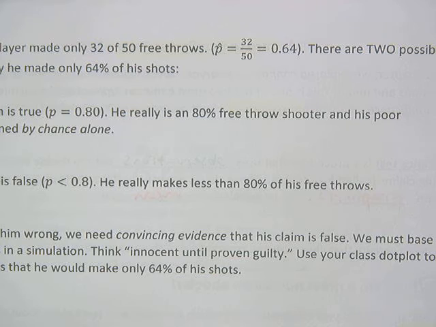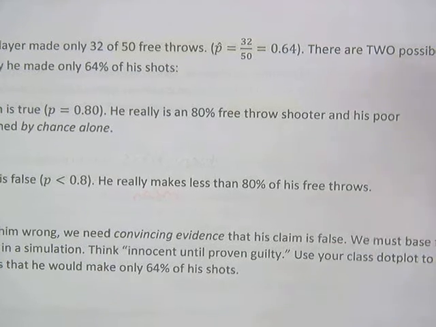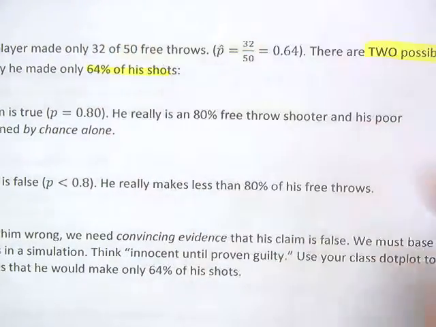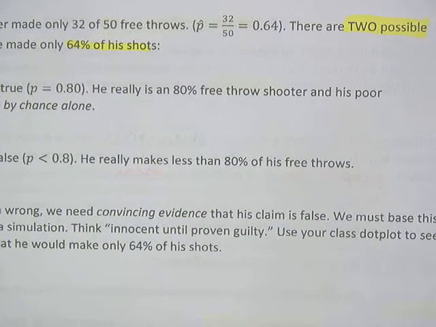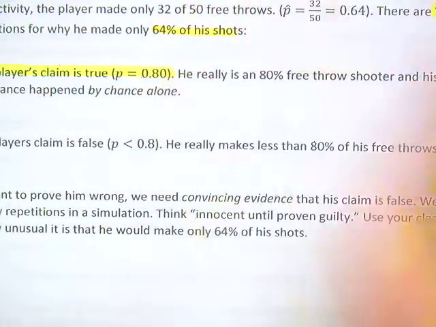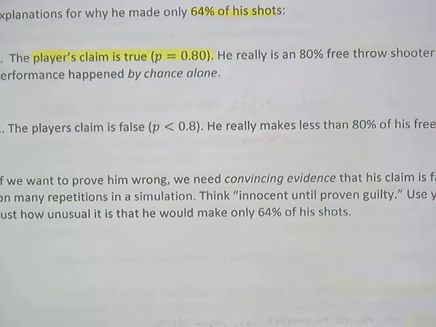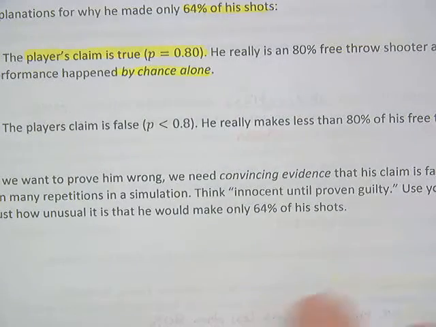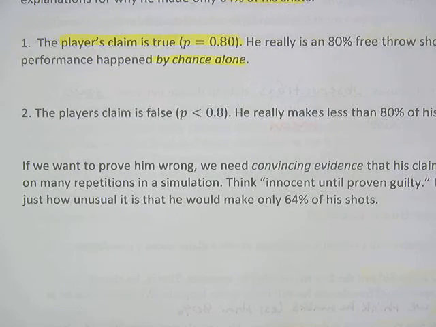So back to this whole thing: the player claims to be an 80% shooter, and then standing right in front of us, he only makes 64% of his shots. Okay? There are only two possible explanations for why he only made 64% of his shots. Either what he's saying is true, he really is an 80% shooter, but he just had a bad day and that happened by chance alone. So he really is telling the truth, and what happened just happened by chance alone.